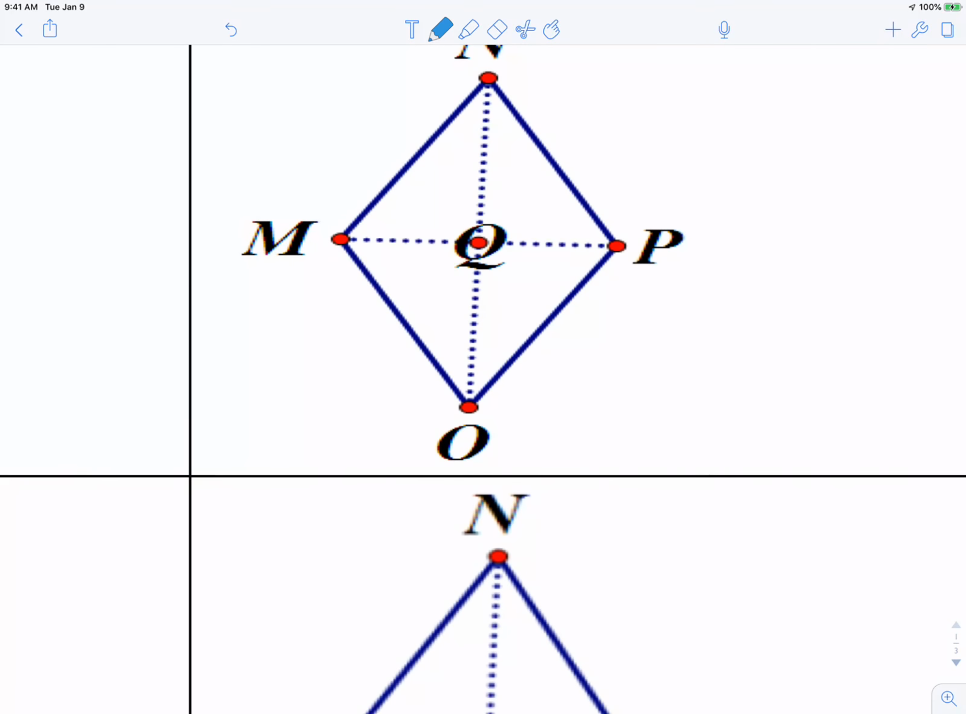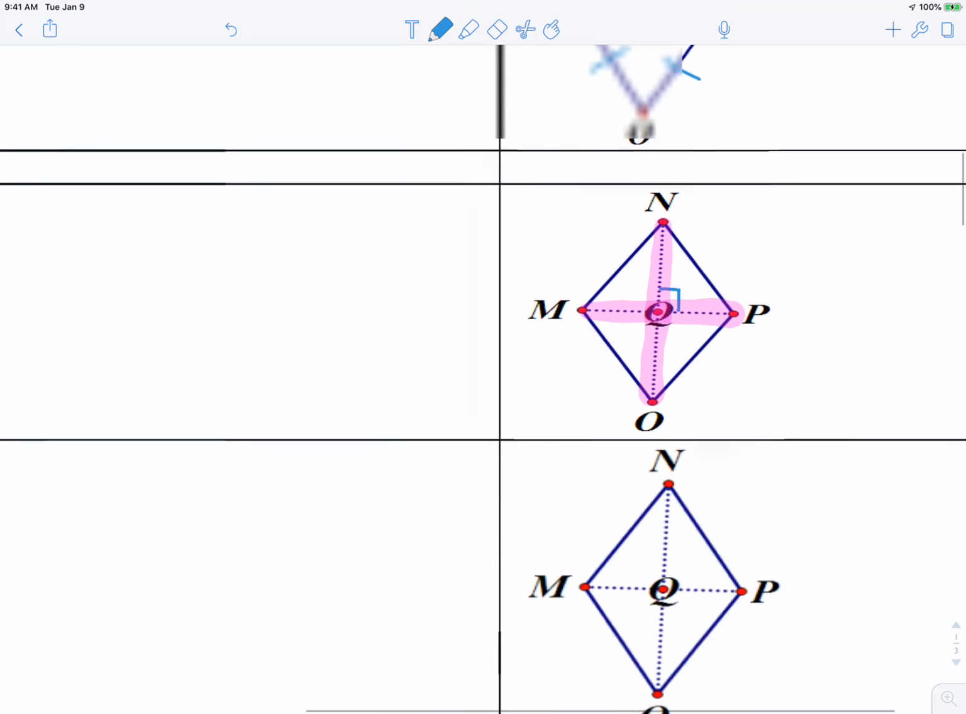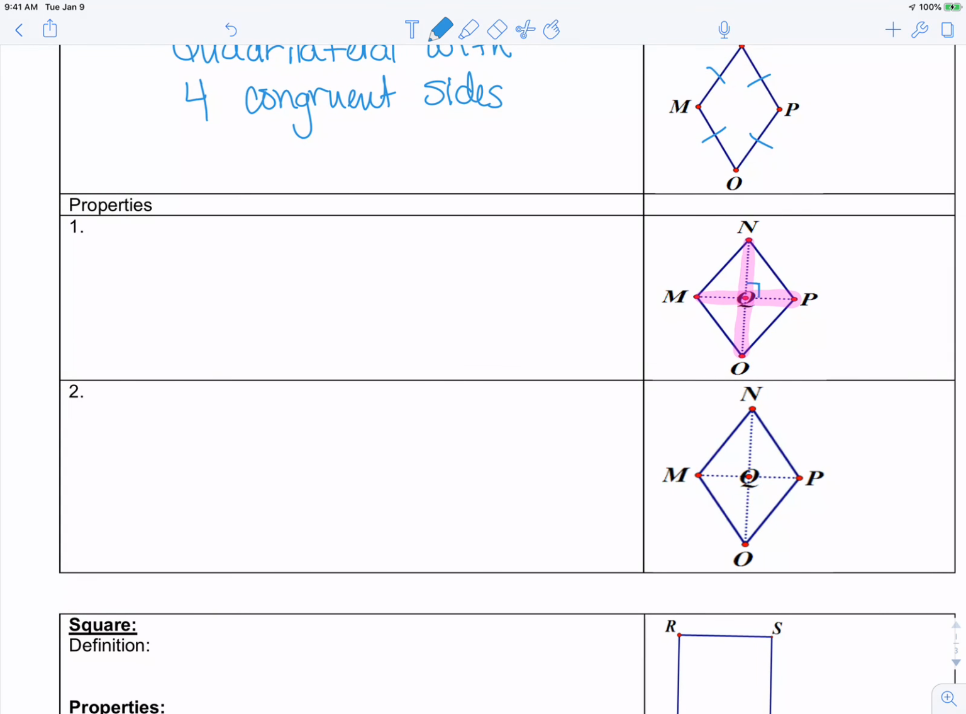You might have noticed already that these diagonals are actually forming a right angle. So the diagonals of a rhombus are perpendicular to each other. Okay, so that is the first property. So I say the diagonals, I see triangles. Yes, those are triangles. Very good. Diagonals are perpendicular.